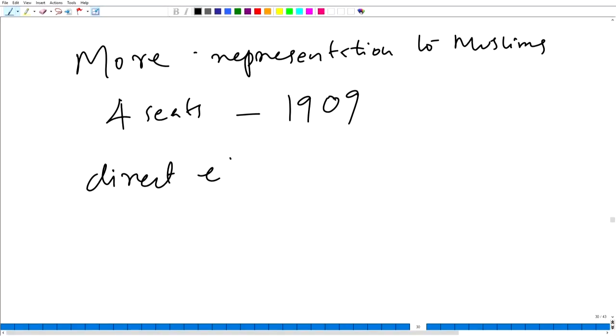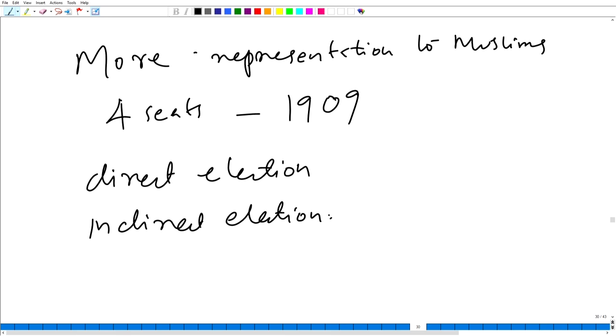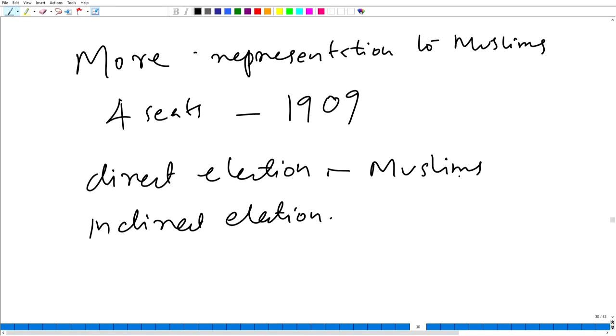Another defect was the introduction of two types of election, direct election for the Muslims and indirect election for the general community. The people belonging to the general community could not directly elect their members, while the Muslims got the right to directly elect their representatives. They could only indirectly elect, even though they were taxpayers or university graduates.